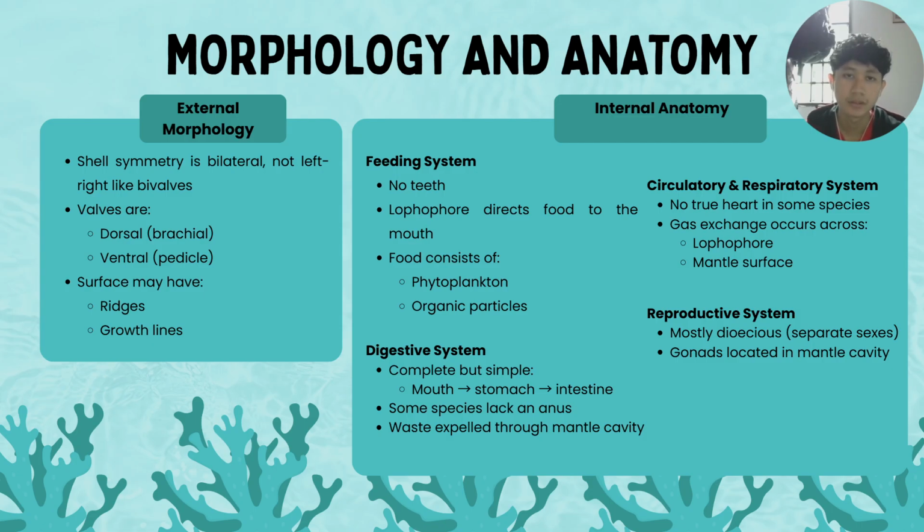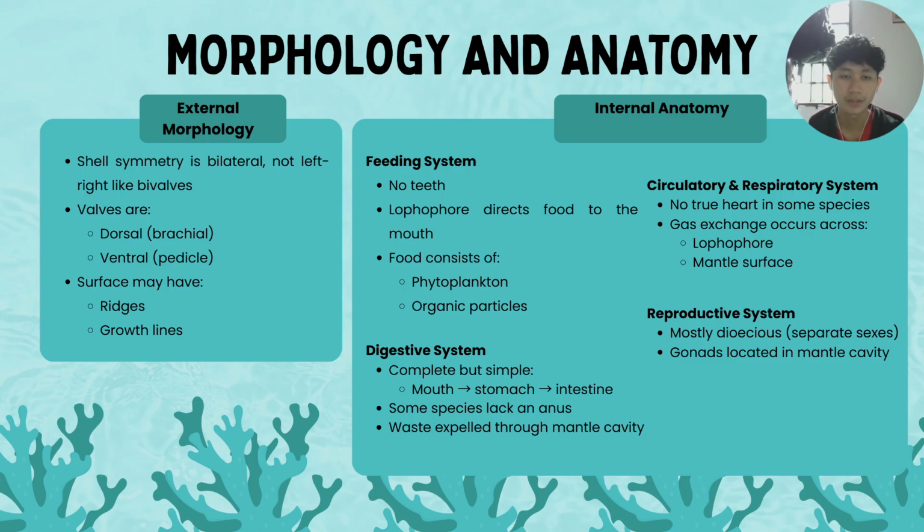So next is internal anatomy. The first one is the feeding system, which is they have no teeth. Second is their lophophore directs food to the mouth, and the food consists of phytoplankton and organic particles. So for the feeding system, lamp shells do not have jaws or teeth. The feeding occurs through the lophophore, which filters food particles from the surrounding water. The captured particles are transported along grooves on the tentacles toward the mouth.